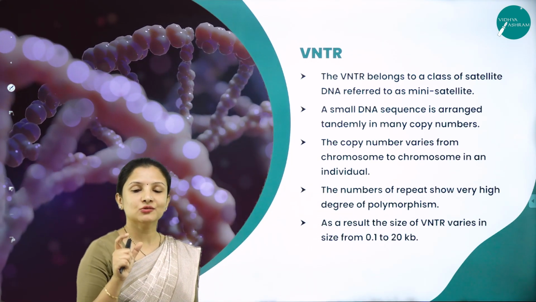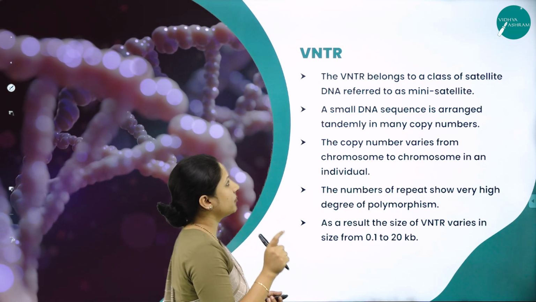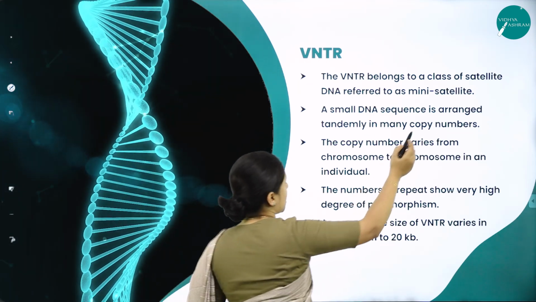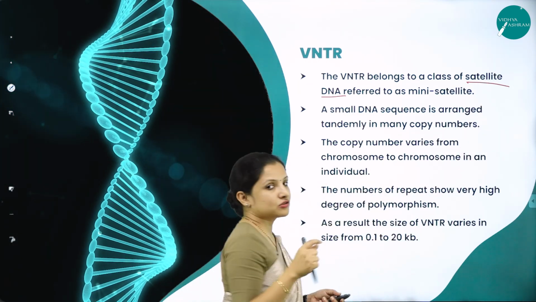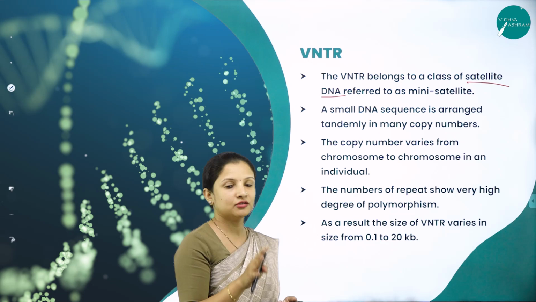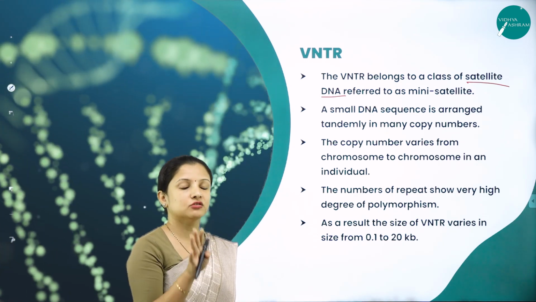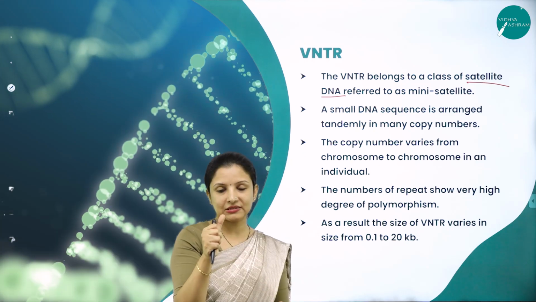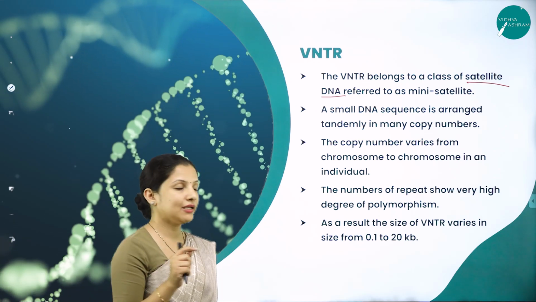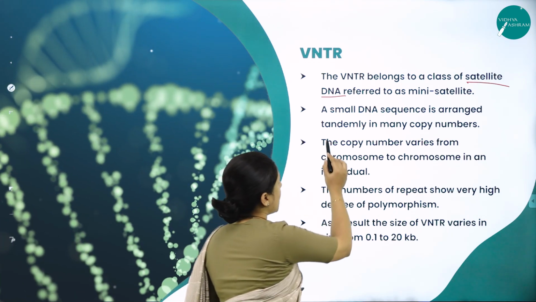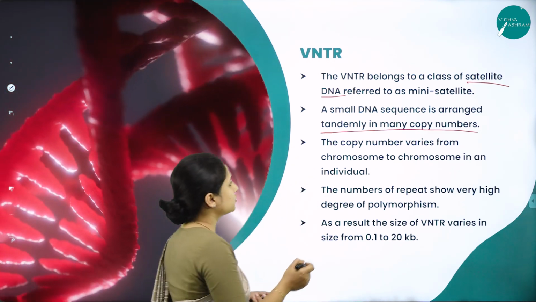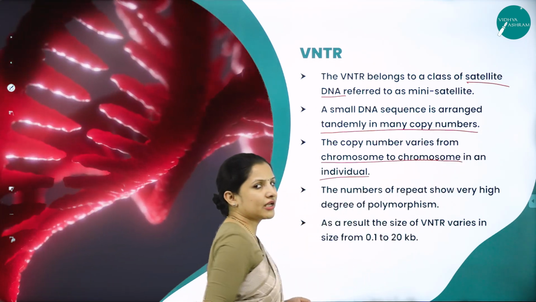So let's learn about what this VNTR probe is. VNTR means variable number of tandem repeats. Variable number of tandem repeats belong to a class of satellite DNA referred to as minisatellite, based on the number of AT and GC rich nucleotides present in the repetitive sequences. The repetitive sequences or satellite DNA are of different types. Minisatellites and microsatellites were learned, right? So VNTR is an example of a minisatellite. A small DNA sequence is arranged tandemly in many copy numbers. The copy number varies from chromosome to chromosome in an individual. That's true, right?